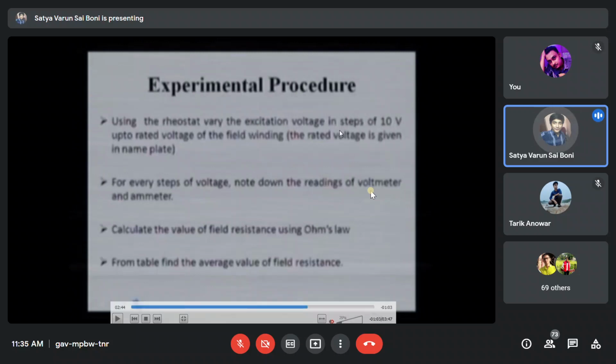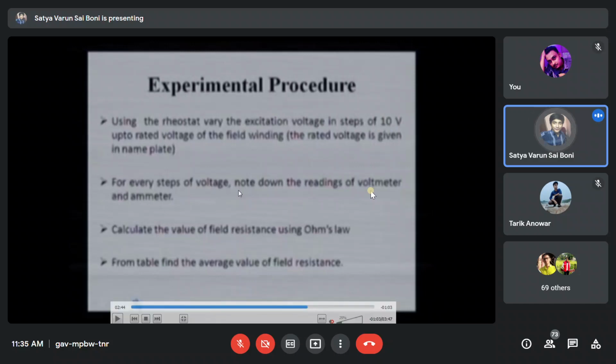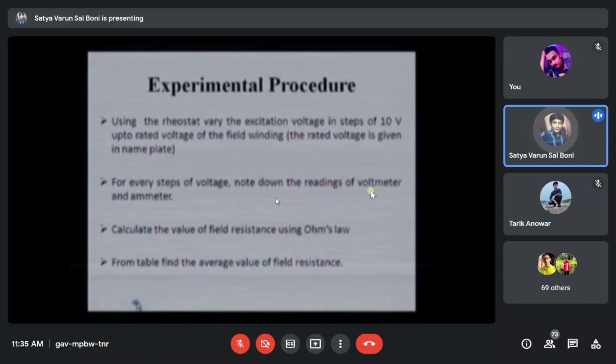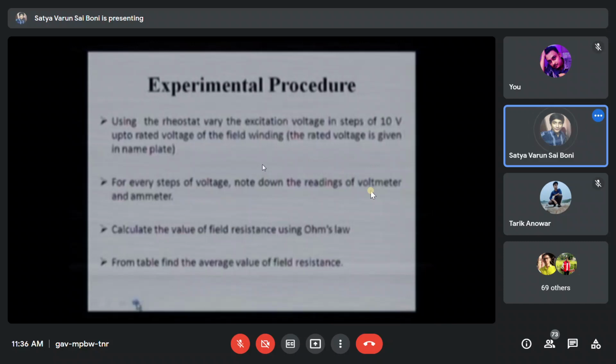All things I explained: using the rheostat, we should exert the voltage in steps of 10 volts and we should record all the values. At every step we should note down the voltage values and the current values. And we should use Ohm's law for calculating the field resistance. Okay, this is the whole experimental procedure.